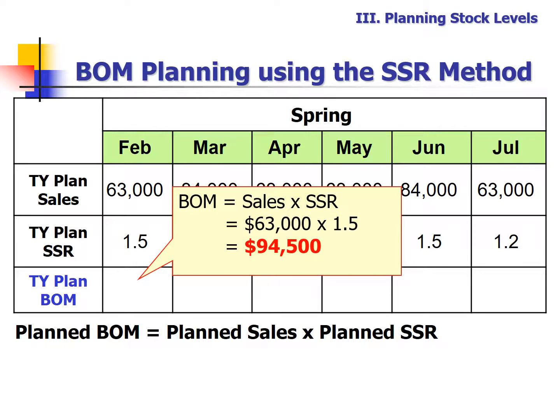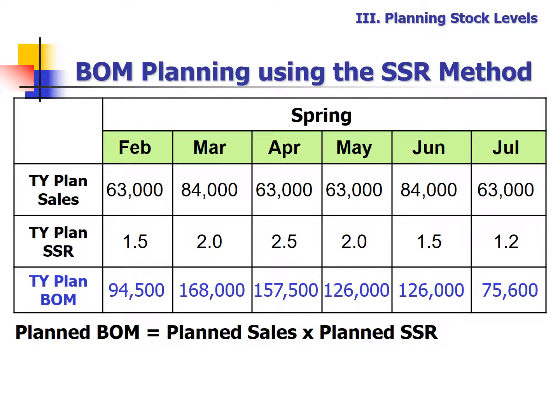So utilizing that concept and formula, your BOM for February will be your February sales of $63,000 times the SSR planned for February, which was 1.5. That equals 94,500. And that is the BOM planned for February this year. And you can utilize the same formula for planning the BOM levels for all the rest of the season for every month.